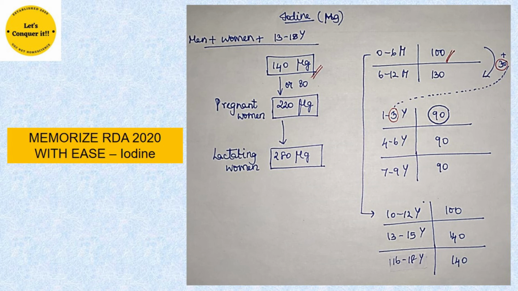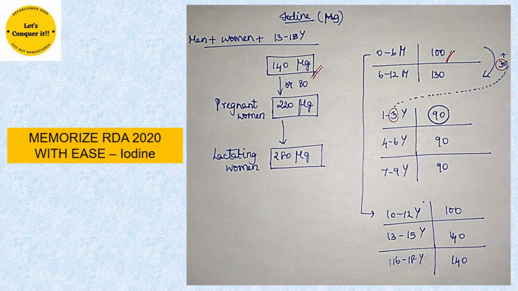This means the iodine requirement for all the 3 age groups in children, that is 1 to 3-year-old, 4 to 6-year-old, and 7 to 9-year-old, is 90. It remains 90. Now to get the value for 10 to 12-year-old, you don't have to do anything. Just put the value that you have already remembered, which is 100. Now, we have already seen that for 13 to 18-year-old, the iodine requirement stays the same, that is 140 micrograms.